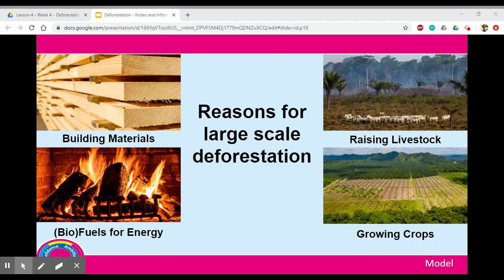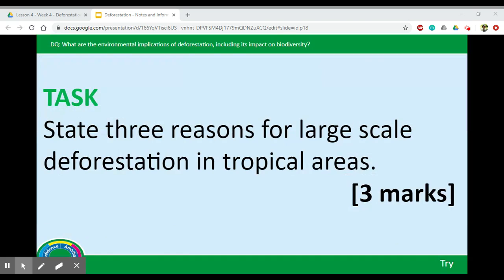Okay, so what we're going to do next is a task. You need to state 3 reasons for large-scale deforestation in tropical areas. Pause the video, spend about 3 to 5 minutes on this. It should be quite straightforward as we have just done it. So pause the video, come back in about 5 minutes for your answers.